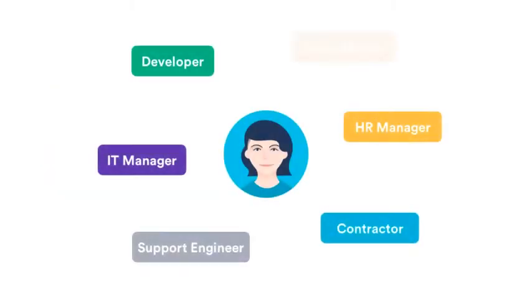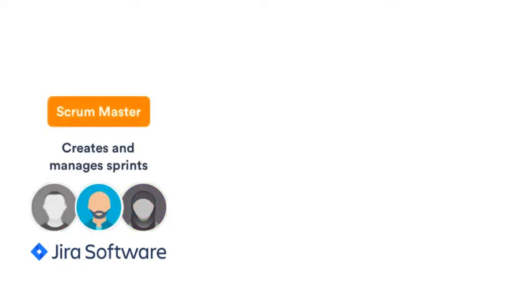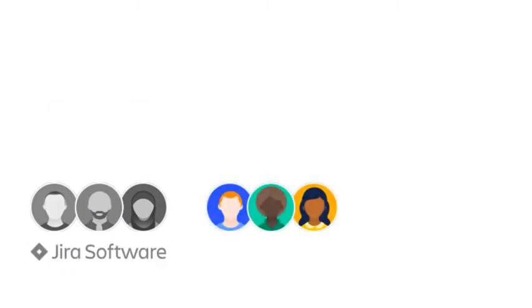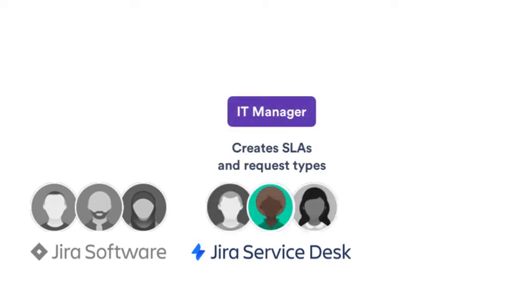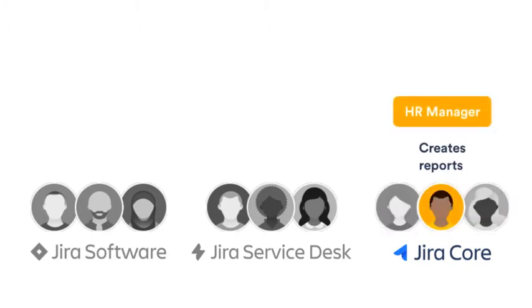What you can do in JIRA depends on what role you have in your organization. For example, the whole software development team has access to JIRA software to manage their software projects, but only Scrum Masters can create and manage sprints. And support teams have access to JIRA Service Desk to run their help desks, but only IT managers can create service-level agreements and request types. And business teams use JIRA Core to manage their tasks, but only managers can create reports.